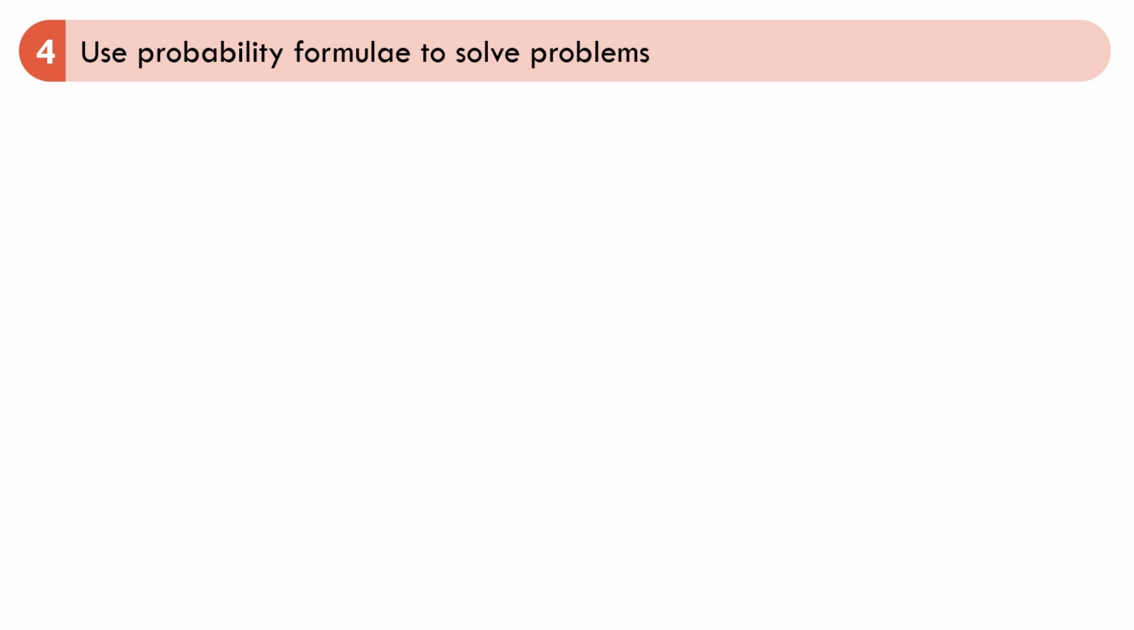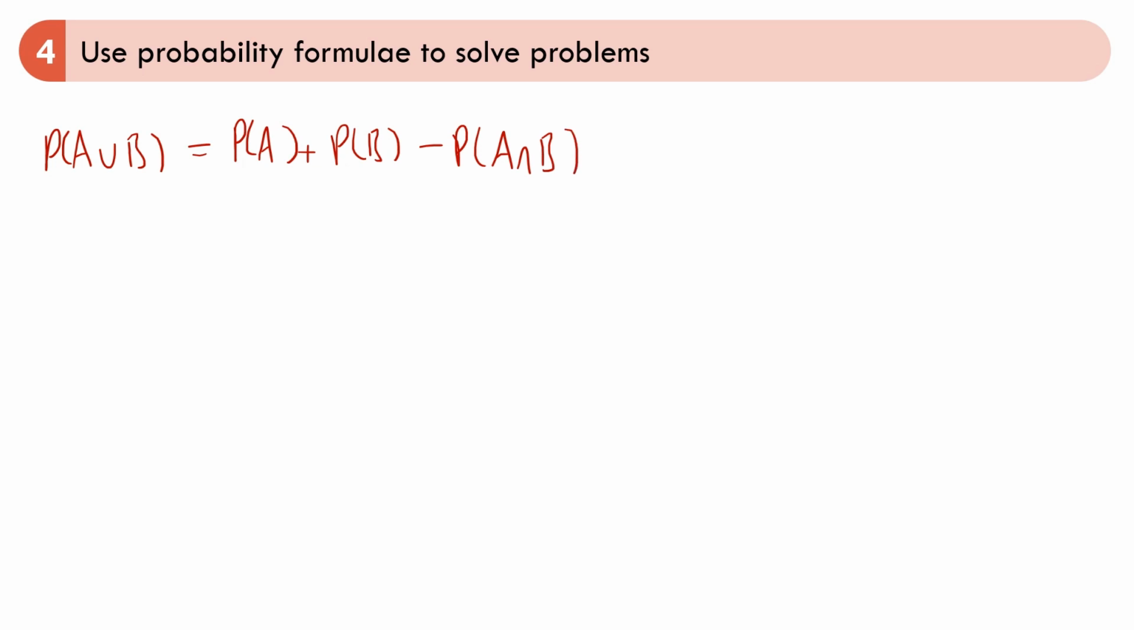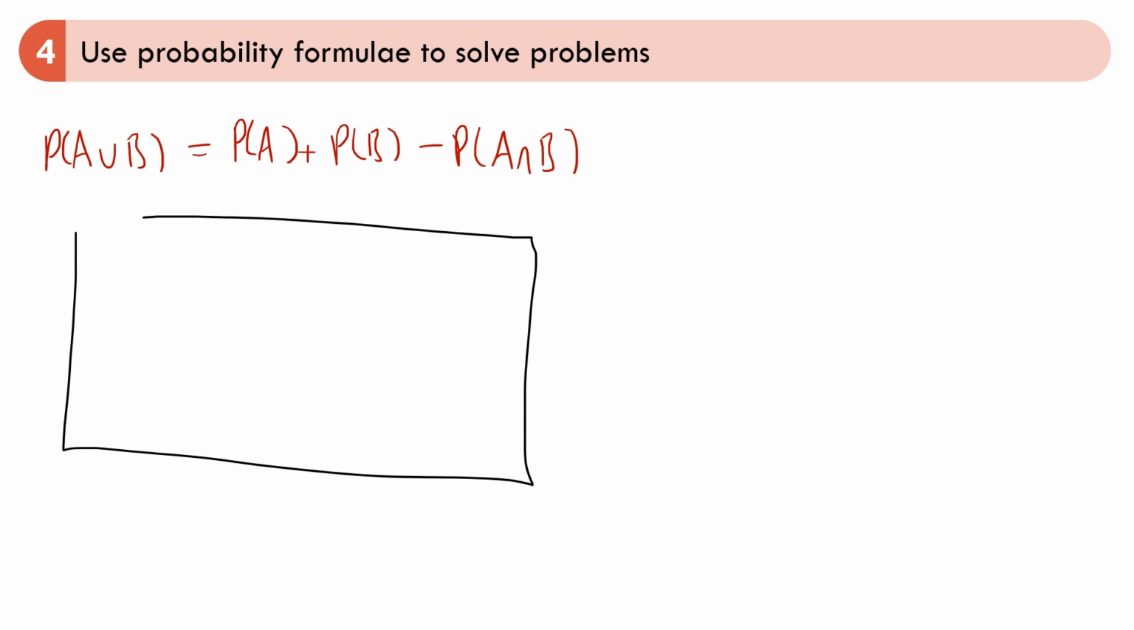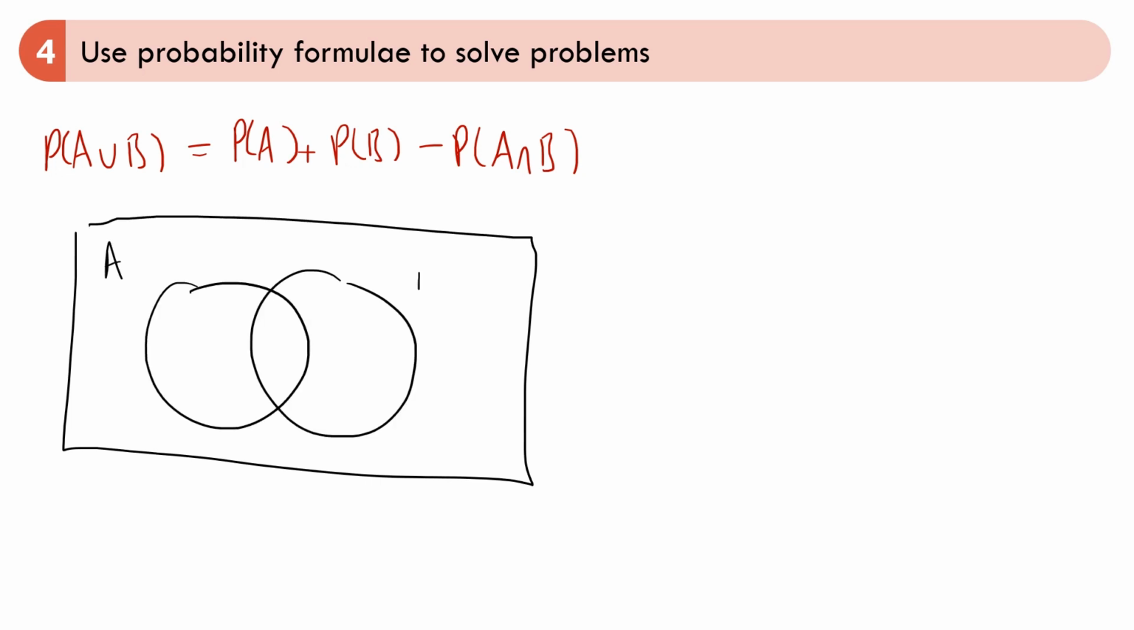Moving on to probability formulae, there are two main ones that you need to know. The first one is that the probability of A union B is equal to the probability of A plus the probability of B minus the probability of A intersection B. To see why this is the case, we can look at a Venn diagram. So we have event A here and event B here. Then we're trying to find the entire area here, which I'll do in red, inside A and B.